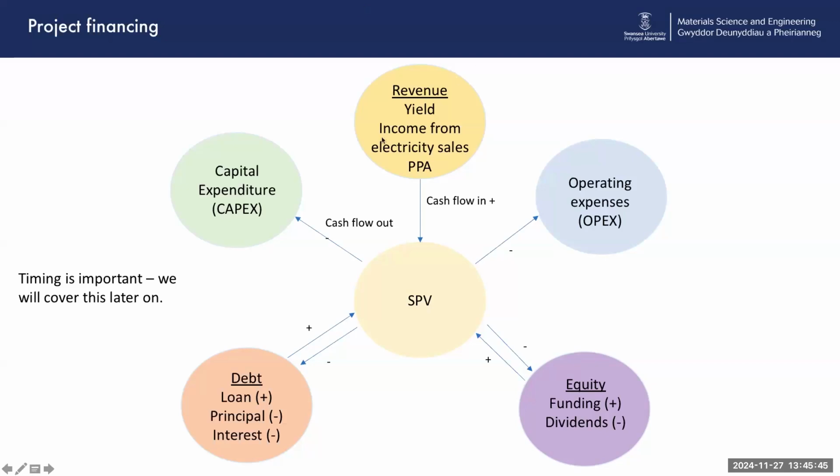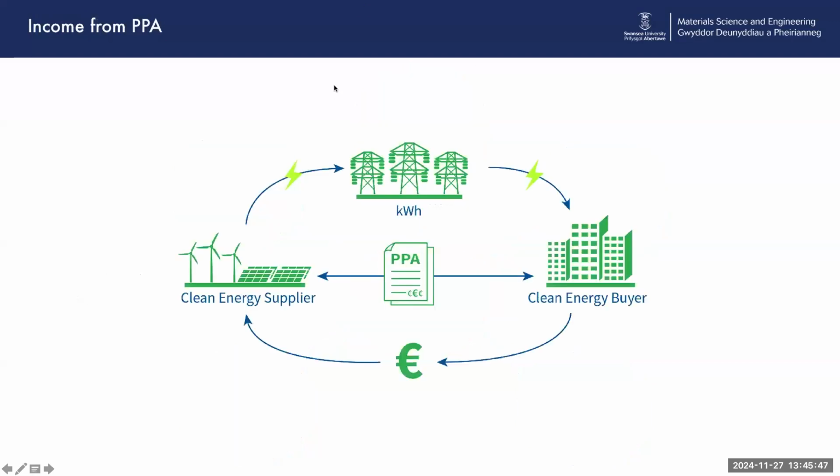Let's talk a little bit about revenue. So revenue is basically, we produce the electricity, we have a PPA, a power purchase agreement contract with a buyer, such as Octopus, who are some of the other big players in the field.